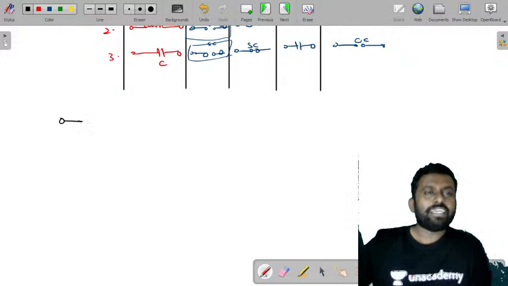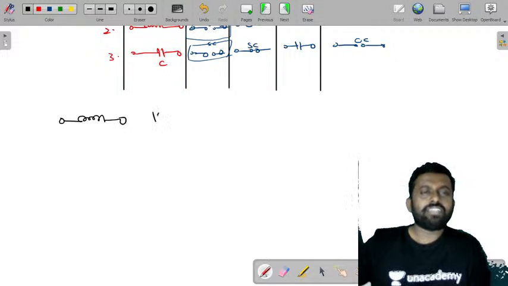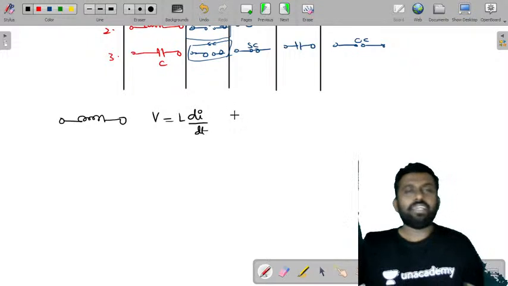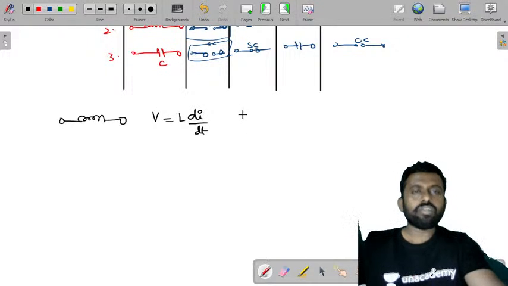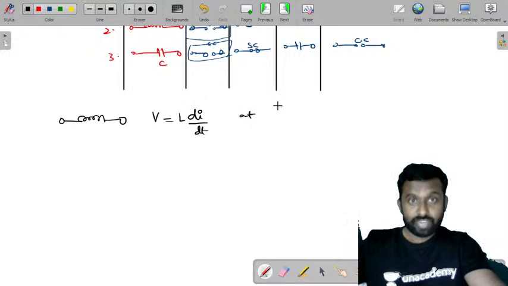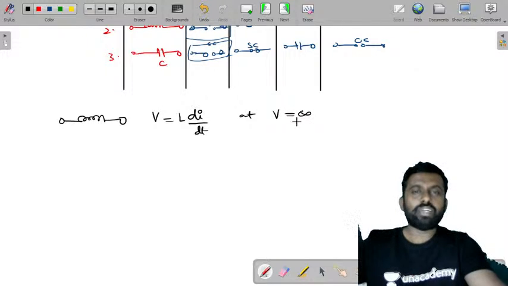Let us consider an inductor. V is equal to L di by dt. Now it does not allow sudden change of current, so the voltage across it will be approximately infinity, because it will act like an open circuit.